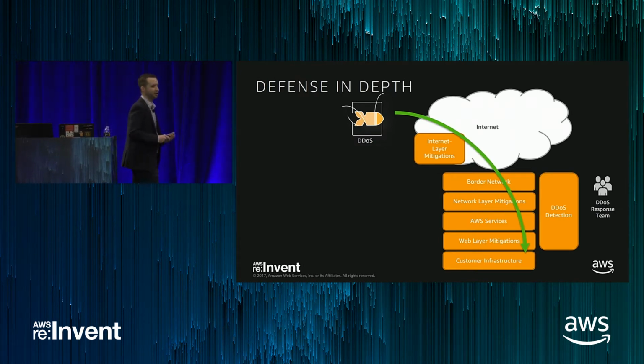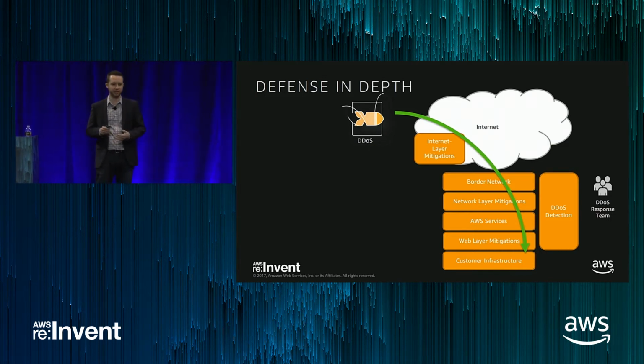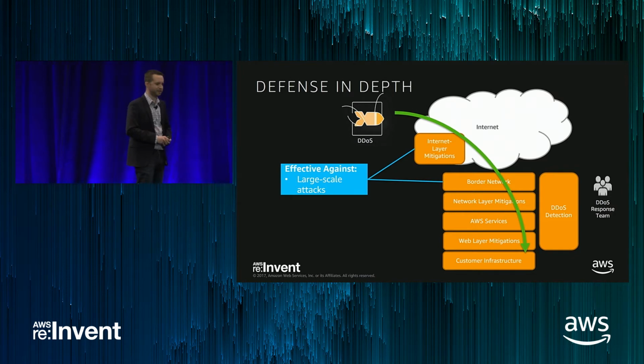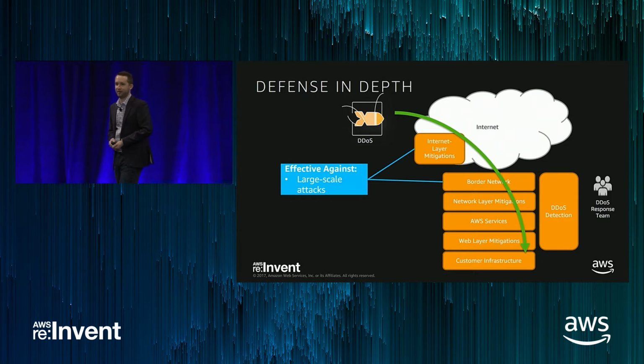So I'd like to tell you a little bit about how all this works under the hood. I'll tell you about our defense in depth. We mitigate attacks at multiple different layers throughout our network and across our services. The first thing we do is internet layer mitigations on our border network. This is the ability to communicate via API or BGP community with our carriers and peers and tell them how they should be handling traffic on the network.